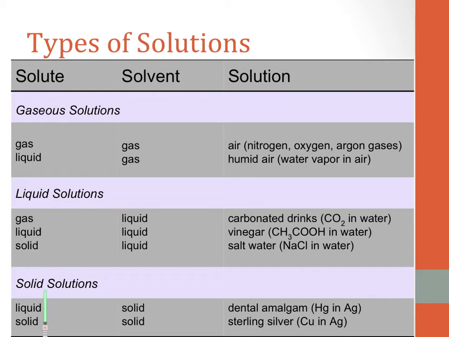Going down to the solids, down on the bottom, you've got liquids dissolved in solids, like amalgam, dental amalgam. Mercury is a metal, and silver is a metal. Mercury is a liquid, silver is a solid. Another one is a solid dissolved in a solid. These solid solutions typically are what we call metal alloys.